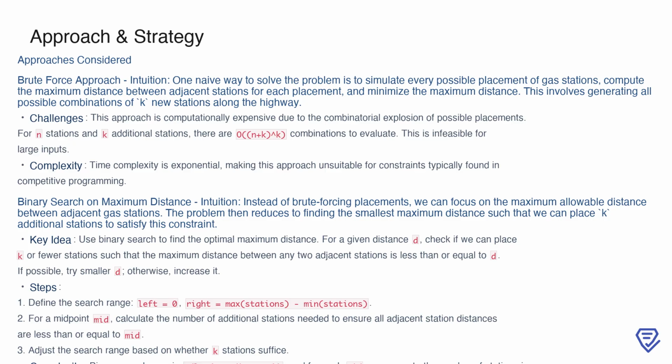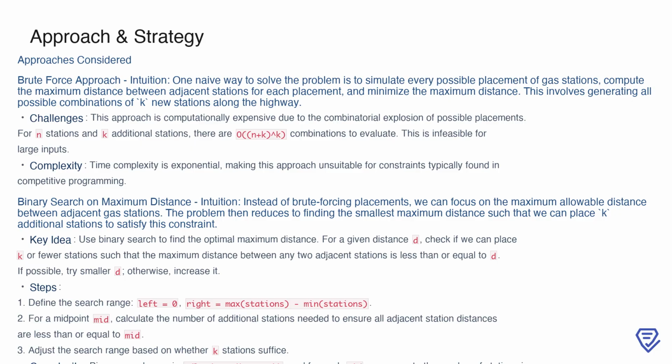The idea here is to simulate every possible placement of the additional gas stations, compute the maximum distance between adjacent stations for each configuration, and then minimize this maximum distance. While this might seem straightforward, it quickly becomes impractical because the number of possible placements grows exponentially.